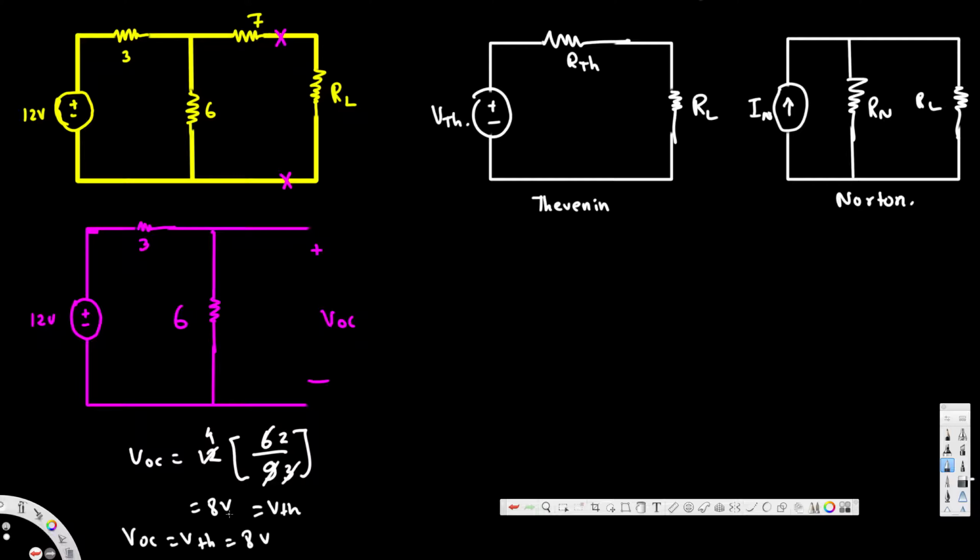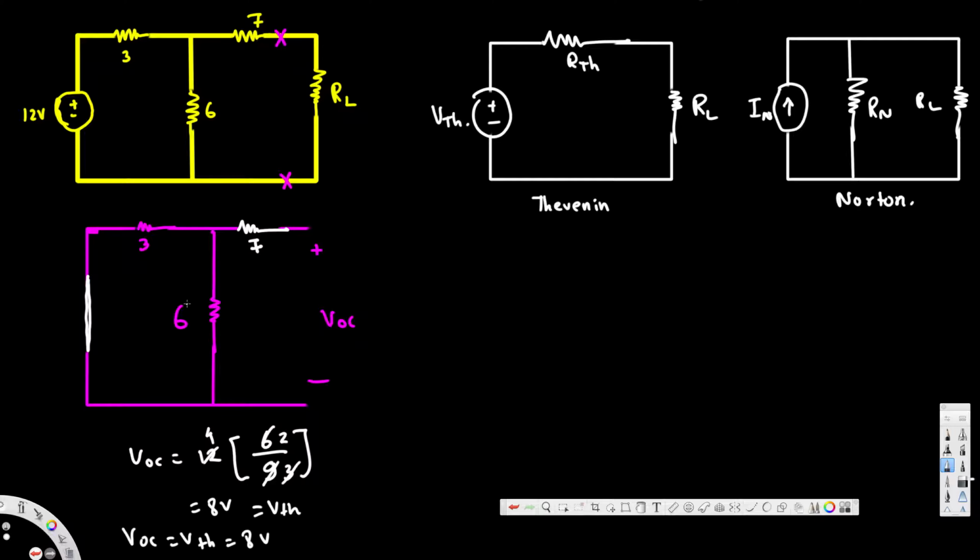Now to find the RThevenin, we short circuit the voltage source. If there's a current source, we remove it, treating it as an open circuit, and if it's a voltage source, we short circuit it. So we short circuit like this, and we bring back the other resistance. There was a resistance that we removed initially, so we bring that back, and that's going to be 7. From this we find the equivalent resistance, and that's going to be the RThevenin.